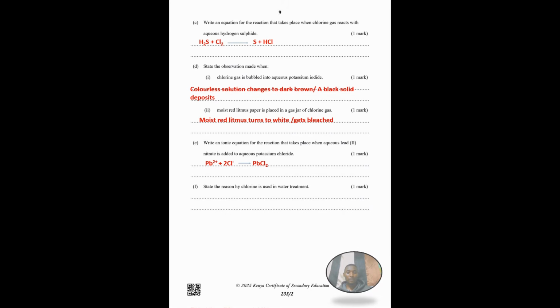Part F of this question, you state the reason why chlorine is used in water treatment. So chlorine in water leads to formation of chloric(I) acid. Chloric(I) acid kills the microorganisms through oxidation. So we say the correct answer is that chlorine reacts with water to form chloric(I) acid that kills the germs through oxidation. That's the correct answer to this question.